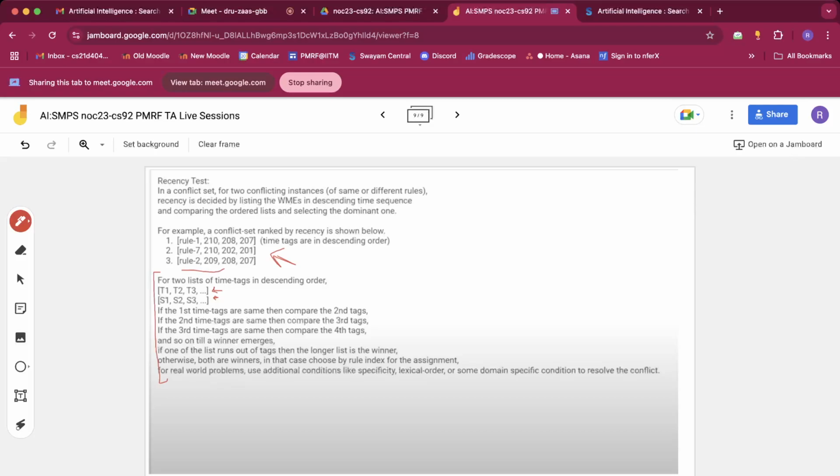Because these two were equal, we then move to the next column, and here we saw that 208 is greater than 202, so that appears before. So rule 1 takes first place, then comes rule 2, and then comes rule 3. Even though this has 208, because the first column is 209, this got the third place, as the other two rules had 210 over here. So this is how you will rank all the rule data tuples in your conflict set.